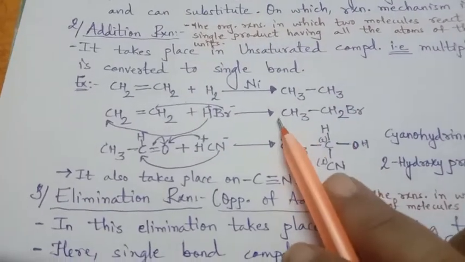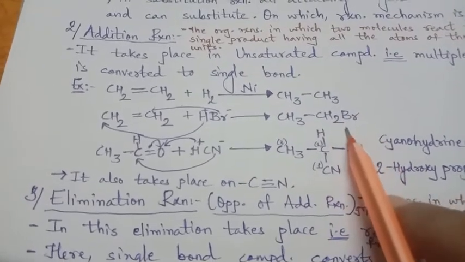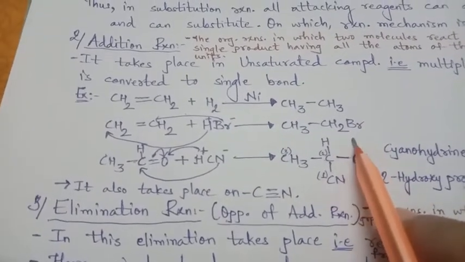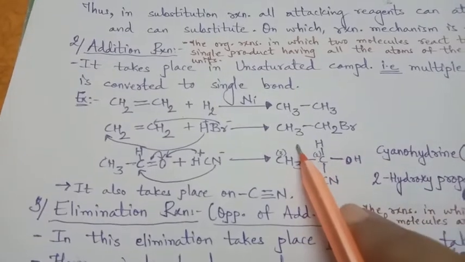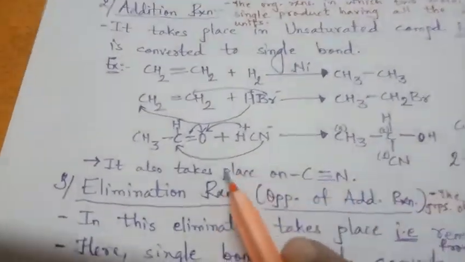If we want to give the name here, what is it? Carbons 1 and 2, so the ethane family. But here a halogen group is attached, so you can say either bromoethane or ethyl bromide. Clear?